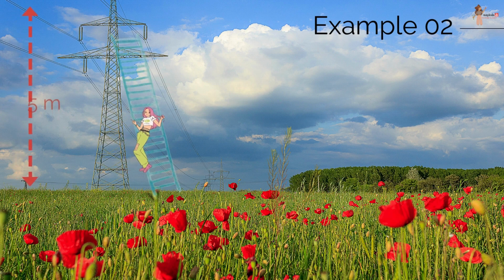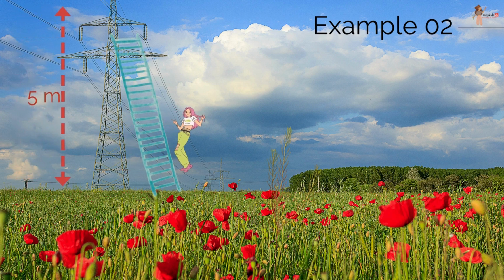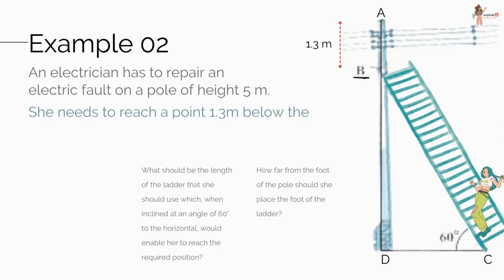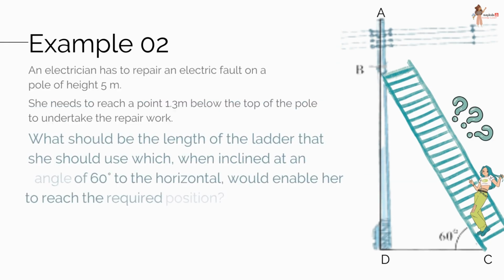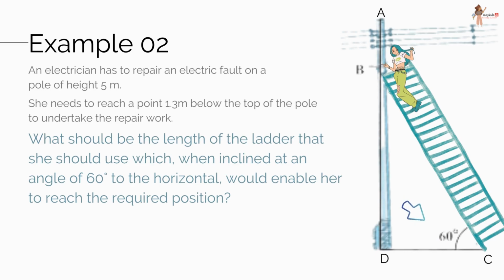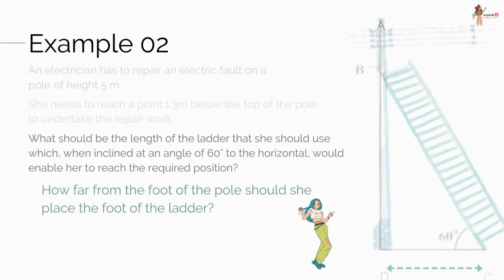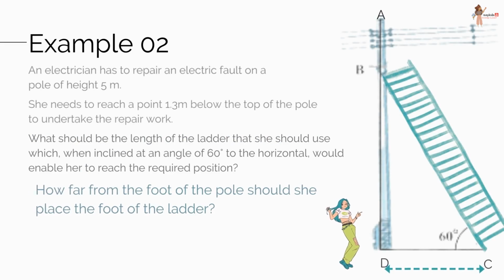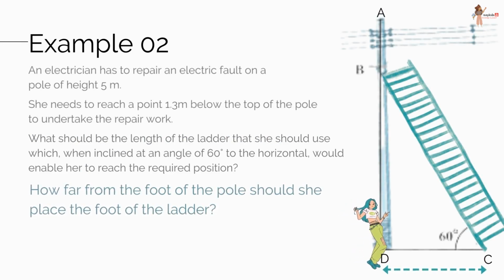An electrician has to repair an electric fault on a pole of height 5 meters. She needs to reach a point 1.3 meters below the top of the pole to undertake the repair work, as shown here. What should be the length of the ladder that she should use, which, when inclined at an angle of 60 degrees to the horizontal, would enable her to reach the required position? Also, how far from the foot of the pole should she place the foot of the ladder?